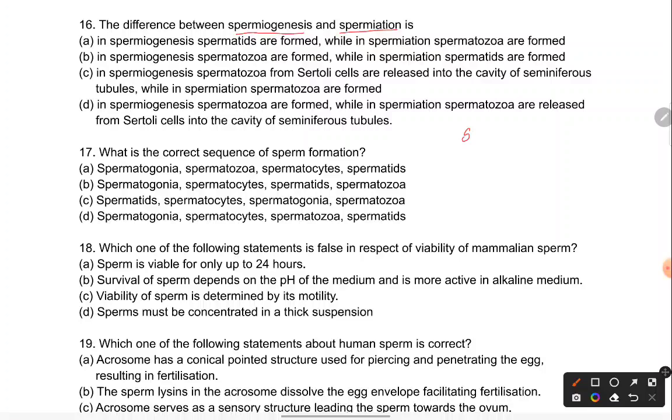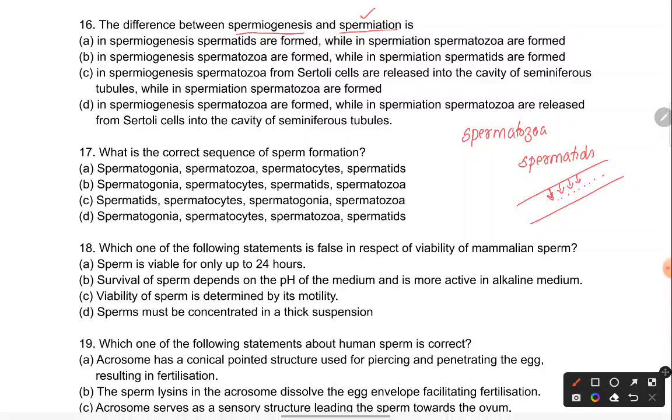Spermiogenesis is the formation of spermatozoa from spermatids. And after the formation of spermatozoa, the next step is what? Imagine this is the seminiferous tubule. The spermatozoa will be released from the walls of the seminiferous tubule into the lumen. This release is called spermiation. So spermiation is the release of spermatozoa from the walls of the seminiferous tubule to its lumen.